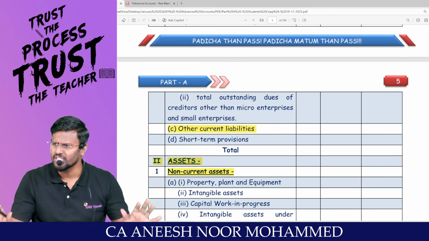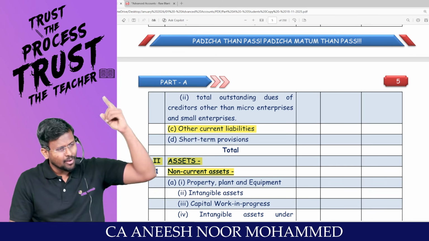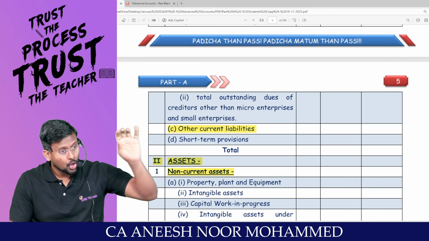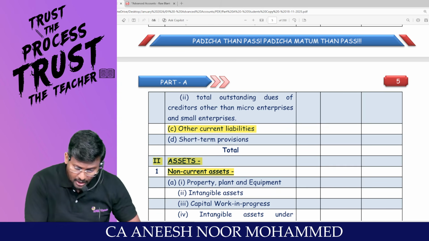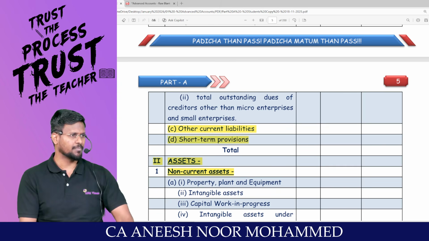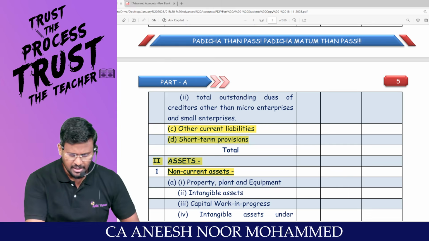I'm going to close the section. Sir, what have we kept as the fourth one? Long-term provisions. So here what should come? Short-term provisions.